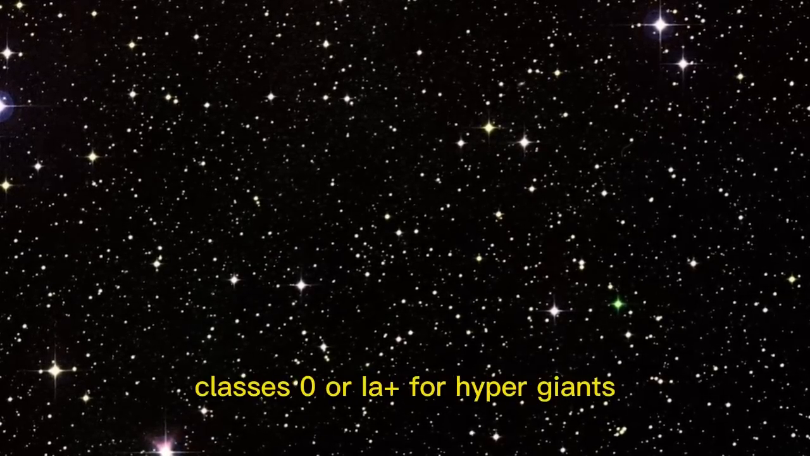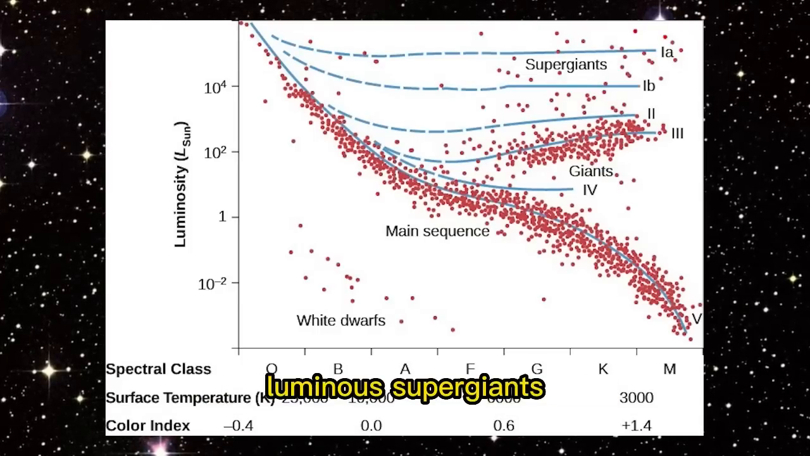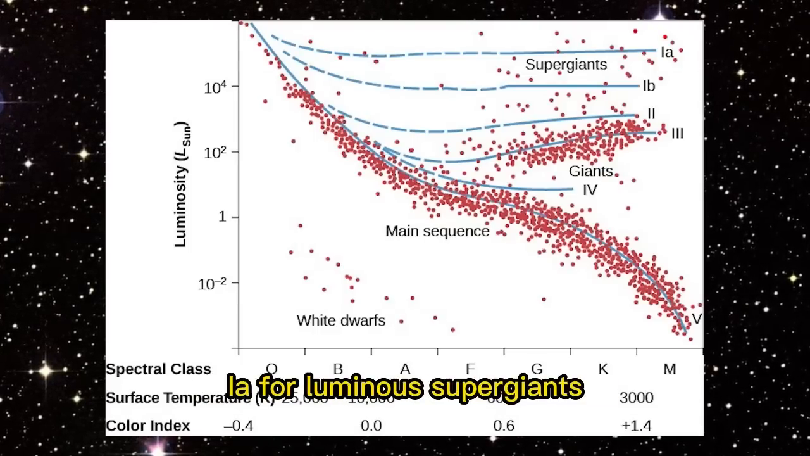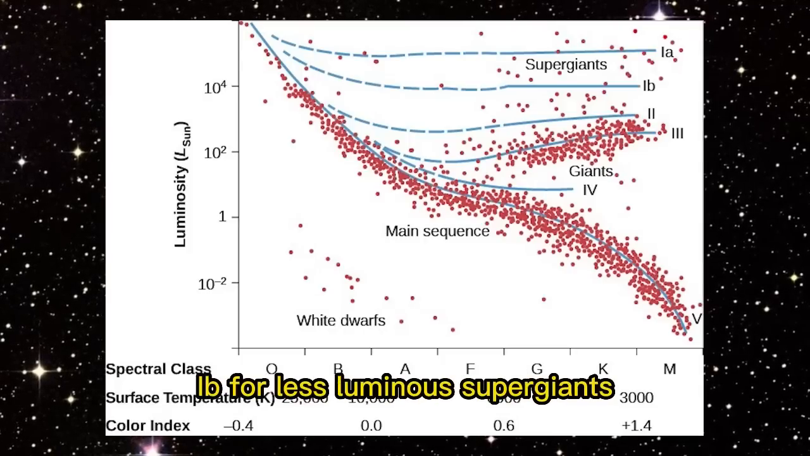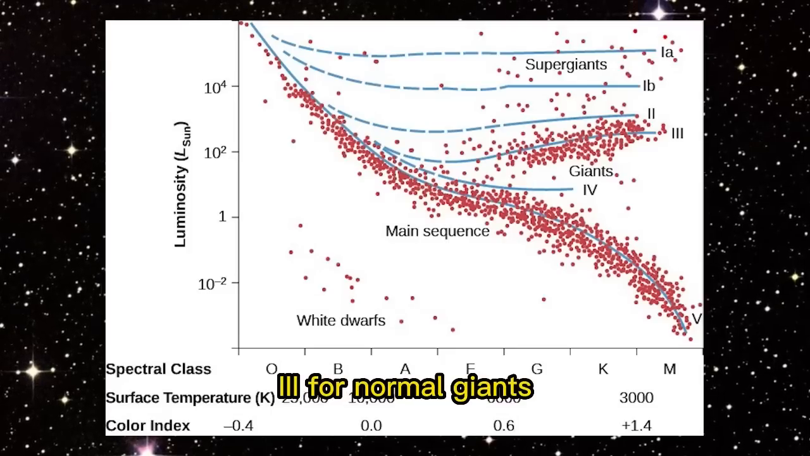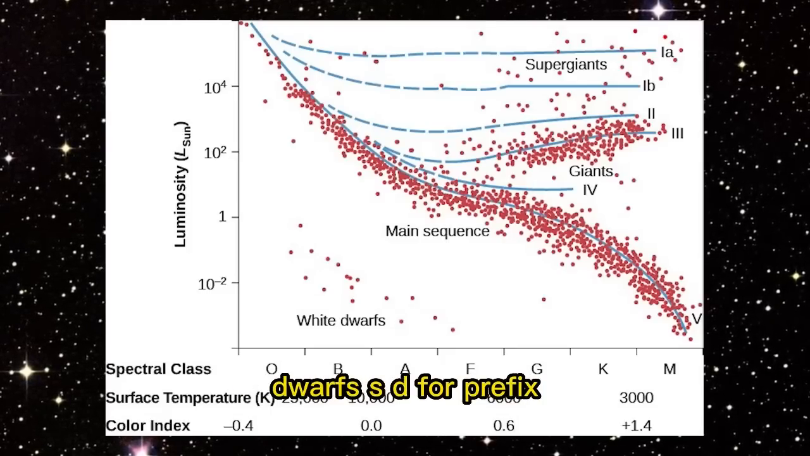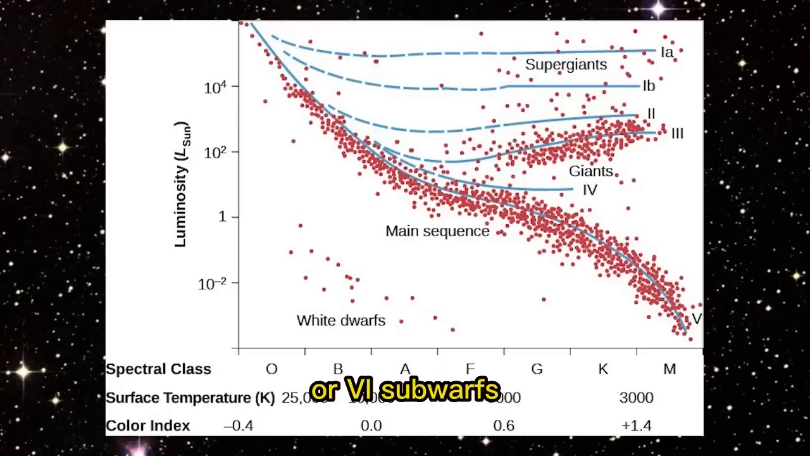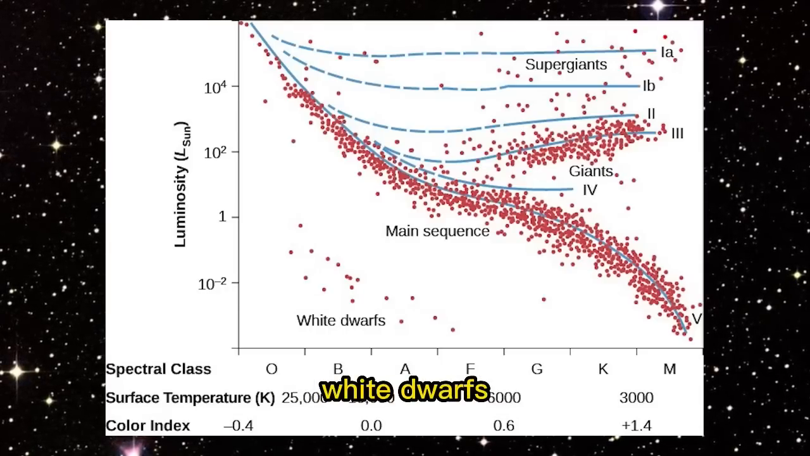Then there are luminosity classes: 0 or Ia+ for hypergiants or extremely luminous supergiants, Ia for luminous supergiants, Iab for intermediate-sized luminous supergiants, Ib for less luminous supergiants, II for bright giants, III for normal giants, IV for subgiants, V for main sequence stars or dwarfs, sd prefix or VI for subdwarfs, and D prefix or VII for white dwarfs.